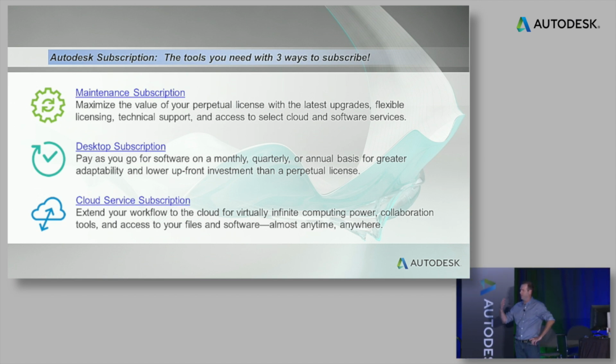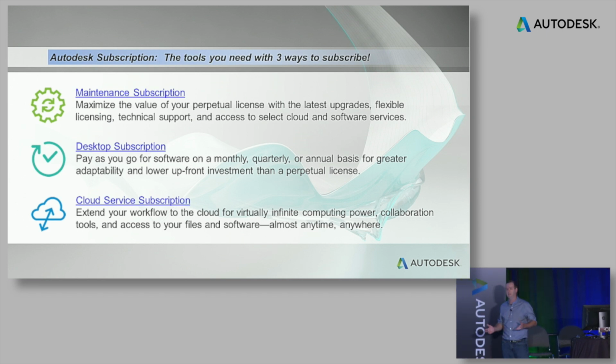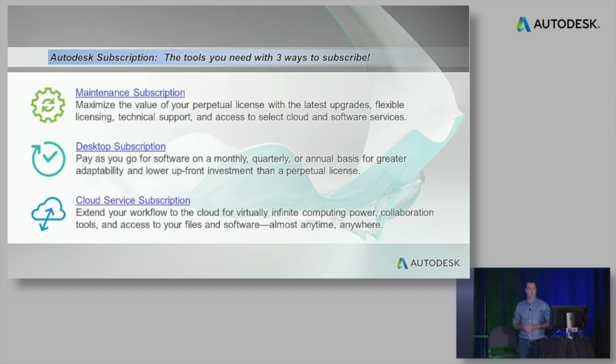So just really quickly here, I want to take a look at what subscription is, and then we'll go through a couple of slides really quickly of what is available in the Maya 2015 extension release. So subscription, we have 3 ways to subscribe. With our subscription, we have maintenance, desktop, and cloud. Maintenance is going to provide you with all of the latest upgrades, latest updates, and premium support. Desktop provides you with flexibility in the way that you pay, whether you're working on a monthly, quarterly, or annual basis. And of course, our cloud service offering, so that you're able to work on the cloud, take advantage of infinite computing power, and collaborate with others on your work as well.